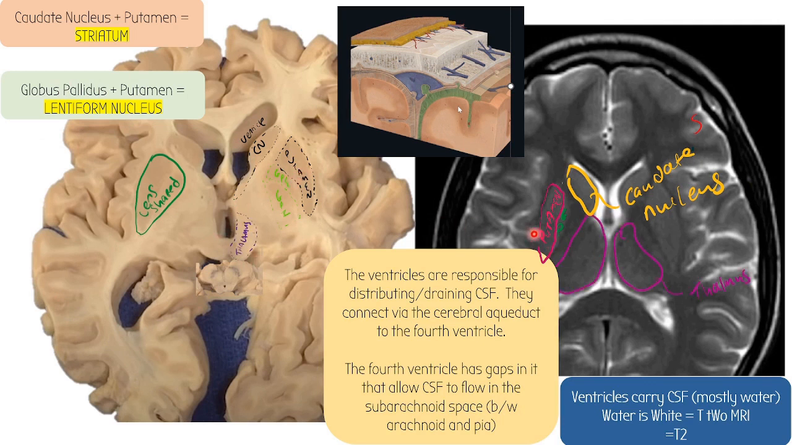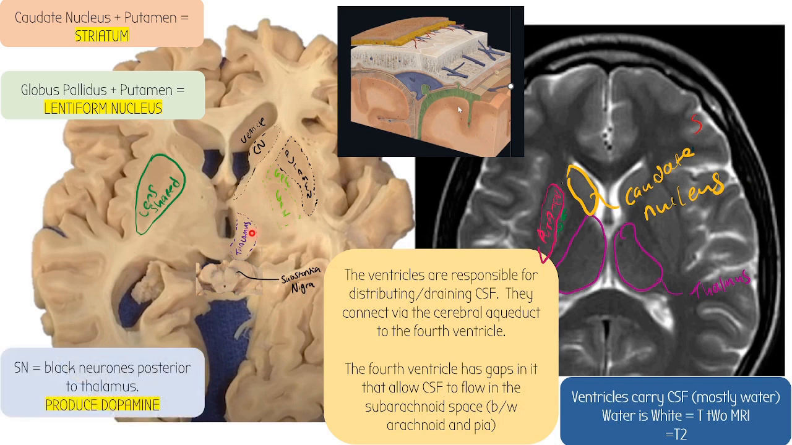This is important for movement, and you can see it here. Thalamus on this side as well, and off the ventricle. You can't see it here, but you won't be asked to label it either, but underneath you've got your subthalamic nucleus, and then finally your substantia nigra, nigra meaning darker. These are your darker neurons in the brain, posterior to the thalamus. They produce dopamine, so they're important, especially in Parkinson's.